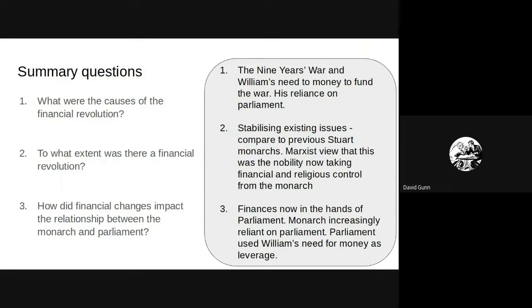Okay. So just before we look at these interpretations, the key themes to take away are increased scrutiny and accountability, and increased stability and confidence. And then I would say a shift in the balance of power. The financial impact of the 9 Years' War really does lead to a shift in the power balance between the monarch and Parliament.